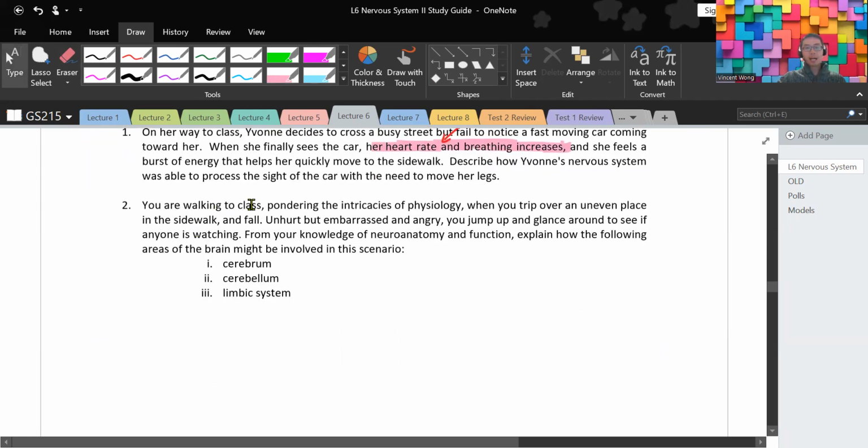You are walking to class, pondering the intricacy of physiology, when you trip over an uneven place in the sidewalk and fall. Unhurt but embarrassed and angry, you jump up and glance around to see if anyone is watching you. So in this case, we're going to look at the role of the cerebrum, cerebellum, and limbic system. Let's talk about the cerebrum first. What is the role of the cerebrum in this case?